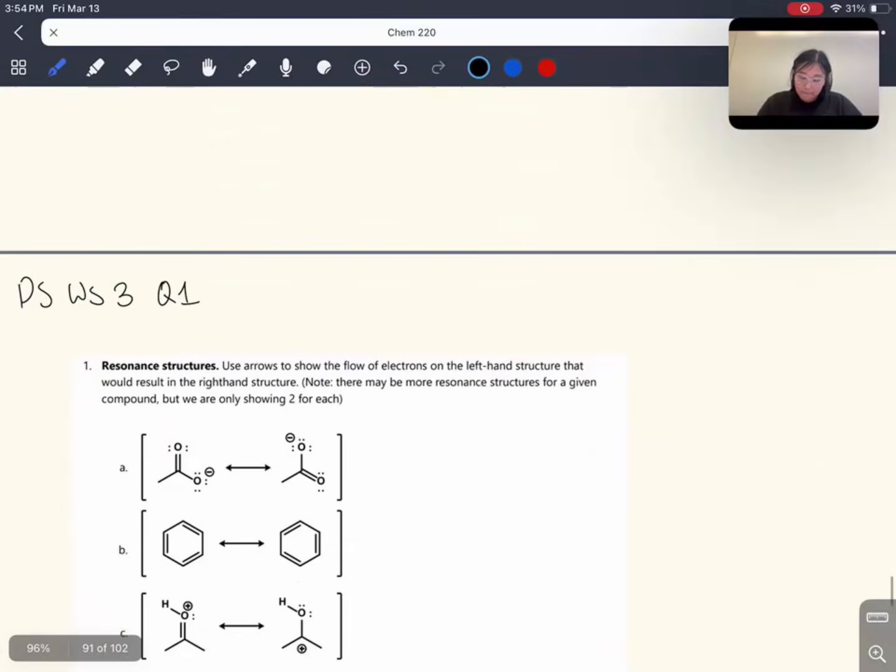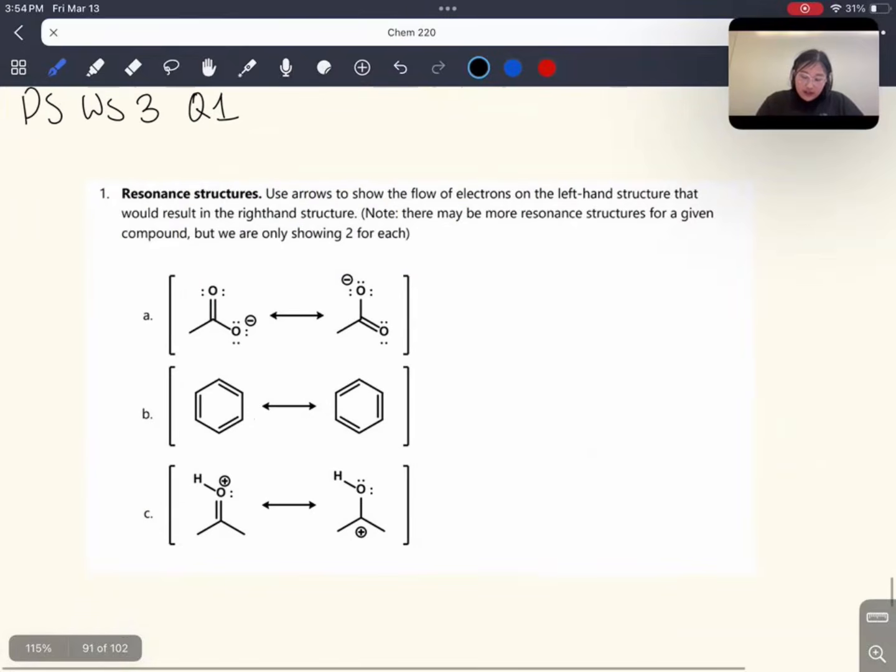Okay, the next question asks you to draw resonance structures. So it asks you to draw the flow of electrons from the left-hand structure that would result in the right-hand structure. It basically asks you to draw the arrows, like how would arrows push? So you have to remember that the start base of an arrow starts from a source of electrons. So you can either start from a lone pair or a bond, and the direction that it goes is it can either go to an atom or a bond.